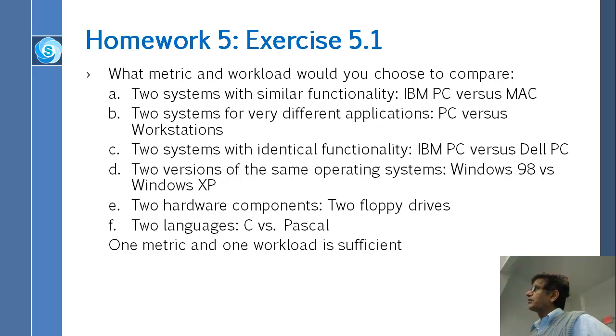One metric and workload is sufficient. So now, the answer to this would be, you put one metric, because otherwise you would write 15 services, and for each service 15 different metrics. That will be a big problem. Here you just write one metric and one workload, but you need justification as to why you selected that.